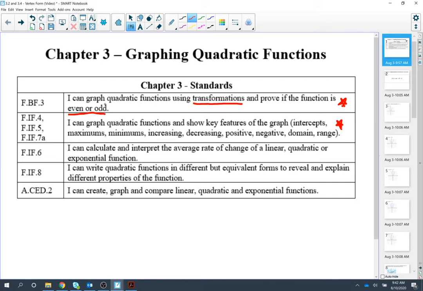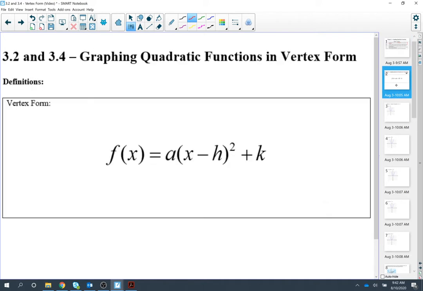Now, before we do this lesson, our 3.2 and 3.4, which is graphing quadratic functions in vertex form, you should have already completed your online Desmos activity where you are discovering transformations on a quadratic function. If you've already done that activity, this lesson will make a whole lot more sense on why things are doing what they're doing. If you have not done that activity, please pause this video and go do that activity. Otherwise, I'm going to be throwing things at you and you're going to be going, really? It'll make more sense if you do that.